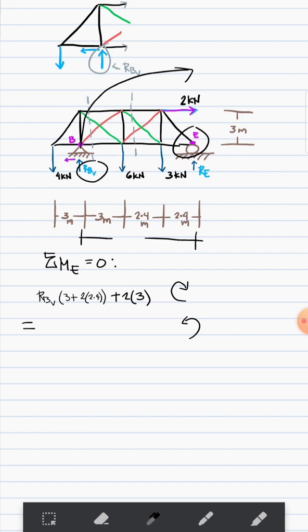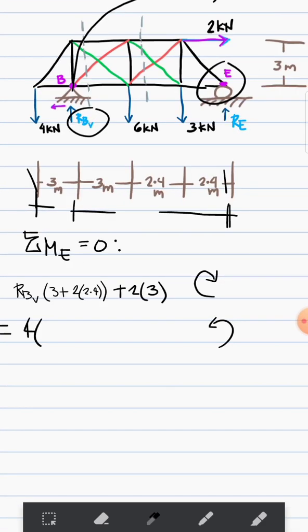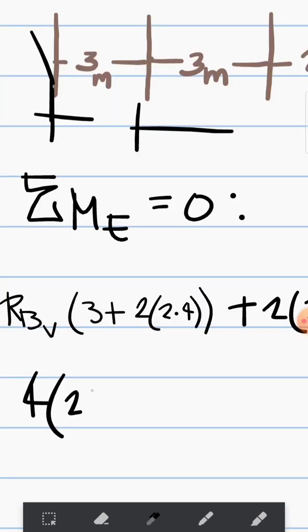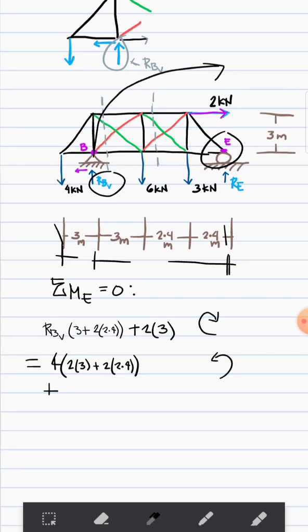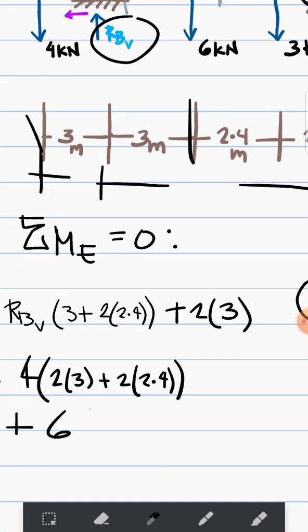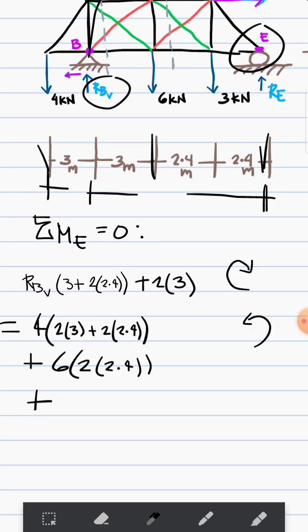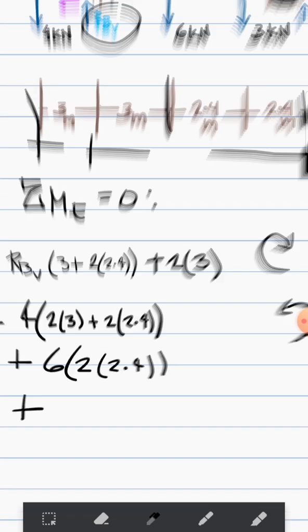So this, and this. So 4 is about this entire distance. This entire distance, so that's 4 times the moment arm 3 plus 3, or that's 2 times 3 plus 2 times 2.4, plus 6, this force, times 2 times 2.4, plus 3, that force 3, times 2.4.